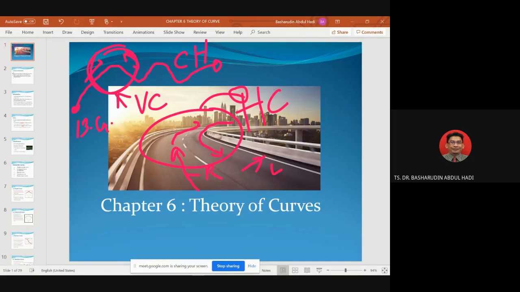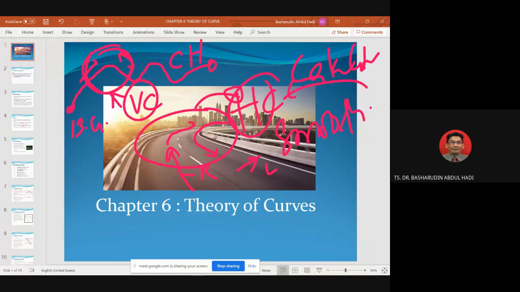That's why the engineer must locate all the survey points to make sure your vertical curve and your horizontal curve are really smooth. That's why we have calculation. So the engineer must understand and must practice.